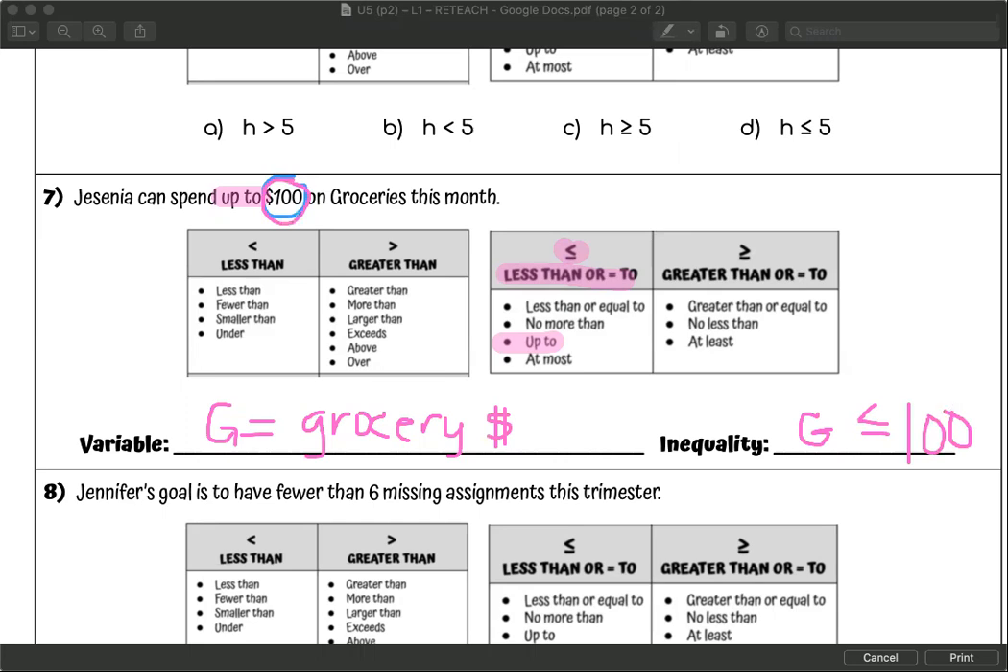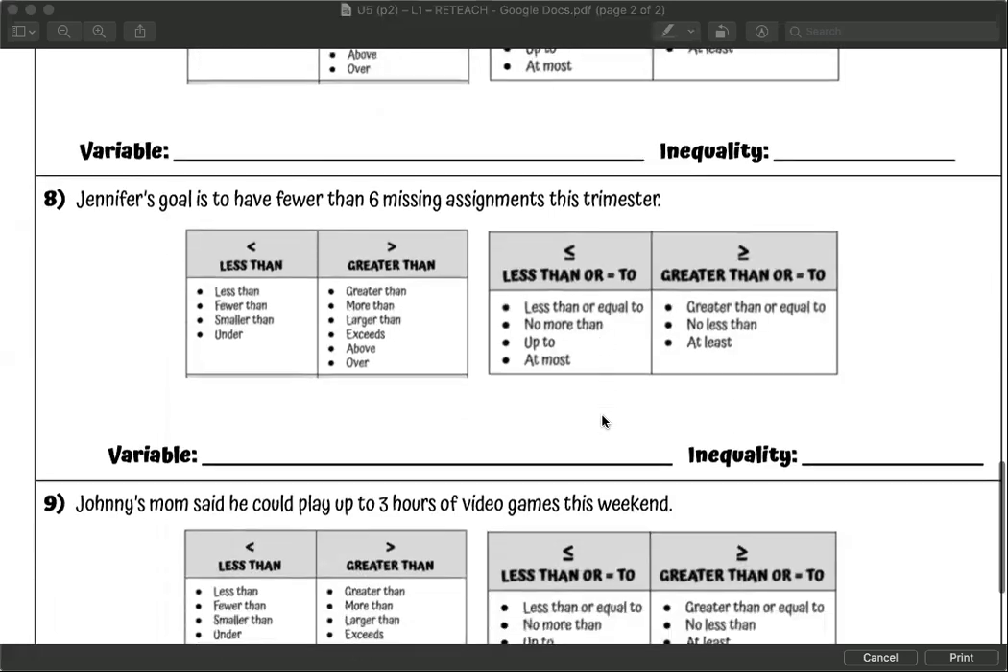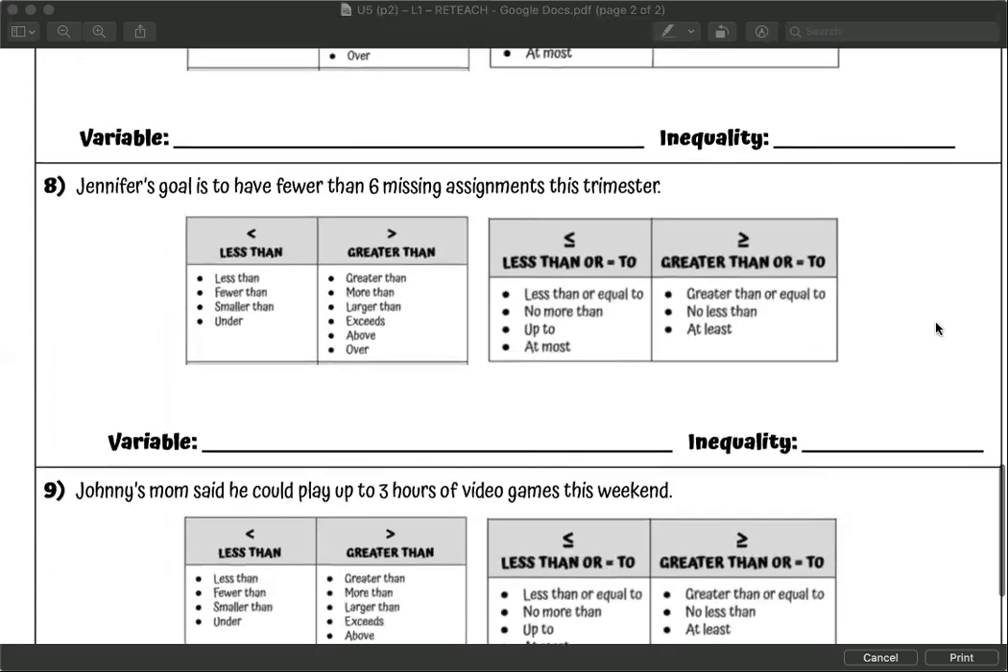All right, let's try one more. Actually two more, sorry, where we have to write it out. So I'm going to circle my number, which is 6. Jennifer's goal is to have fewer than 6 missing assignments this trimester. Let's look for that keyword. Again, it's often right before that number. I see fewer than right before the number, which if I look on my chart here, I see fewer than right here, which matches with less than.